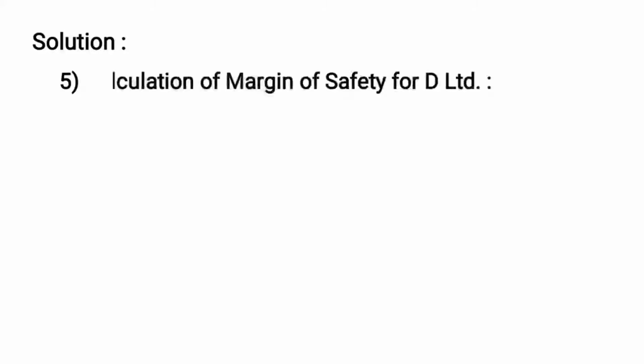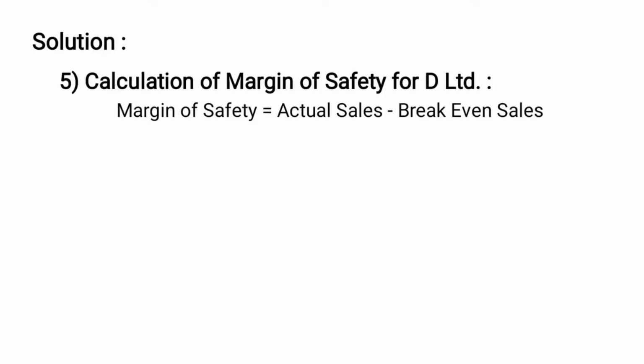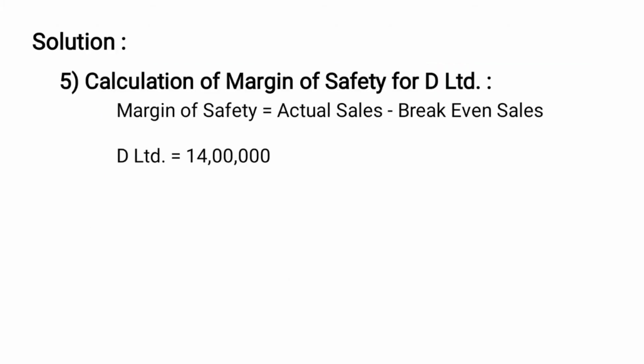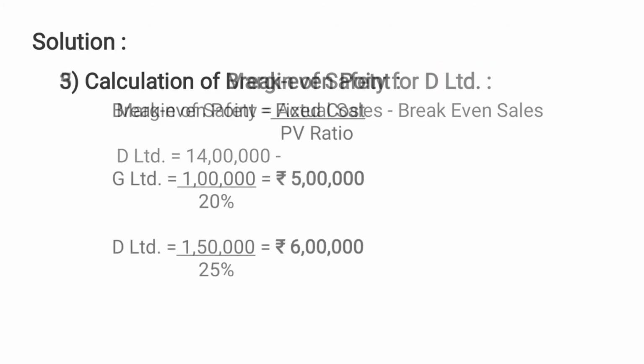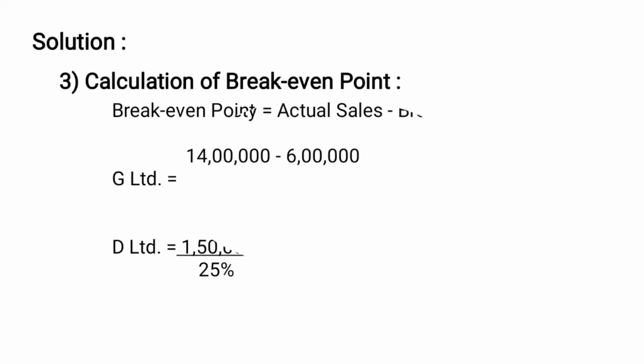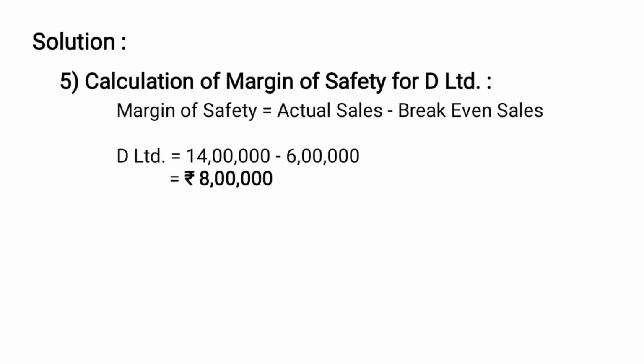Fifth, calculation of margin of safety for D Limited. So margin of safety is equal to actual sales minus break-even sales. For D Limited, which is equal to actual sales amount is given as rupees 14 lakhs minus break-even sales. So break-even sales for D Limited is given as rupees 6 lakh, which will be equal to rupees 8 lakhs.